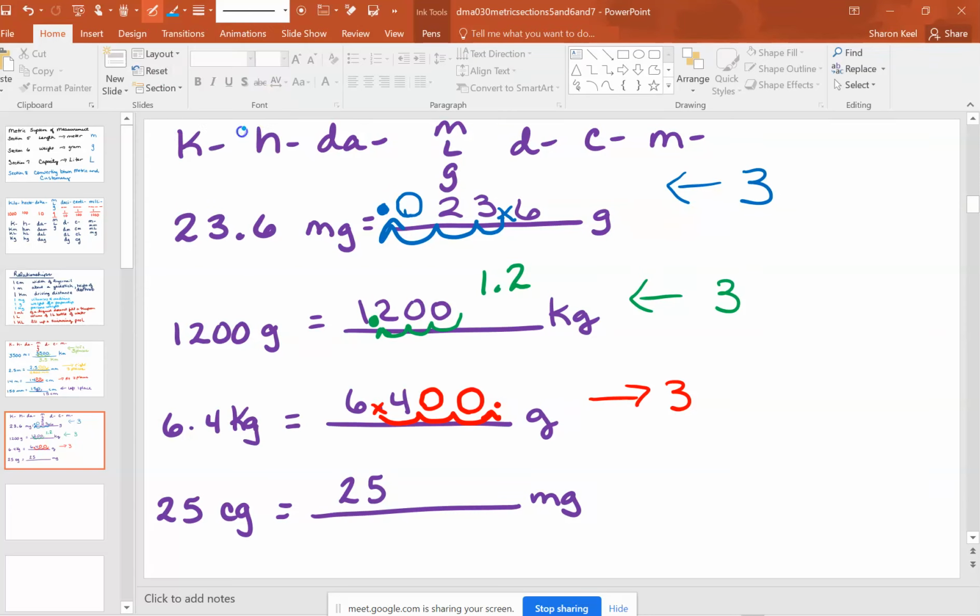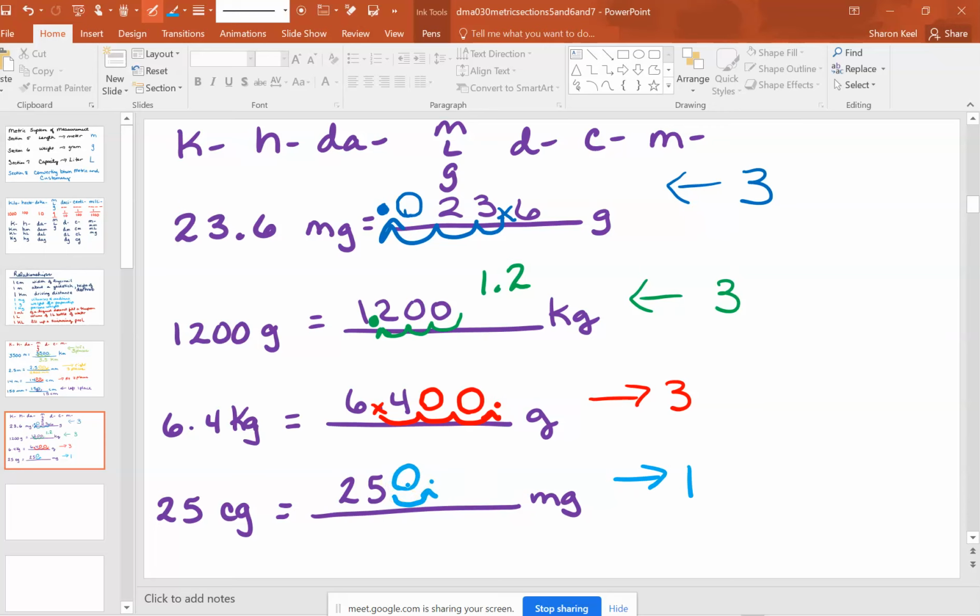And for the last one, for centigram, we're going to go to milligram. So we start at centi, we're going to go right to milli. So we're going to go right 1 place. So the understood decimal is on the right side of the 5. I move right 1 place. So that will become 250.